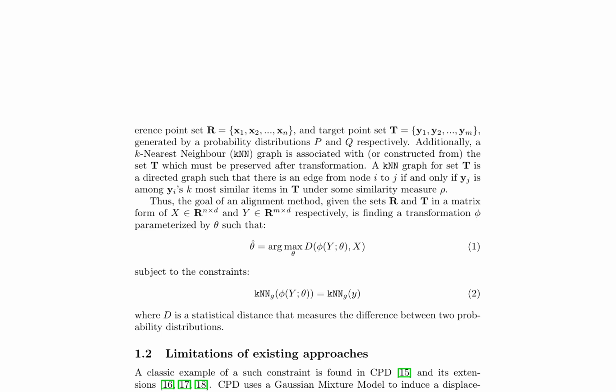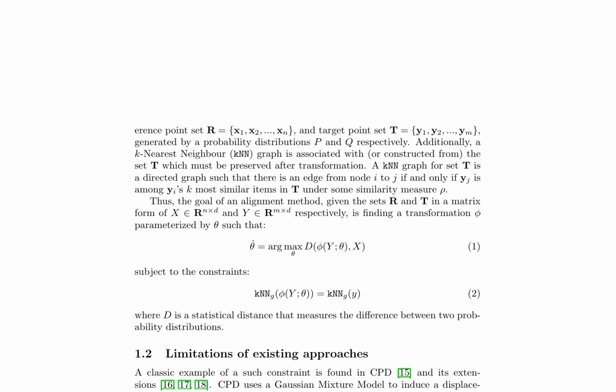The goal of an alignment method is to find a transformation phi parameterized by theta such that the statistical distance d between the transformed target points phi(y, theta) and the reference points x is minimized, subject to the constraint that the kNN-Graph of the transformed target points is preserved.